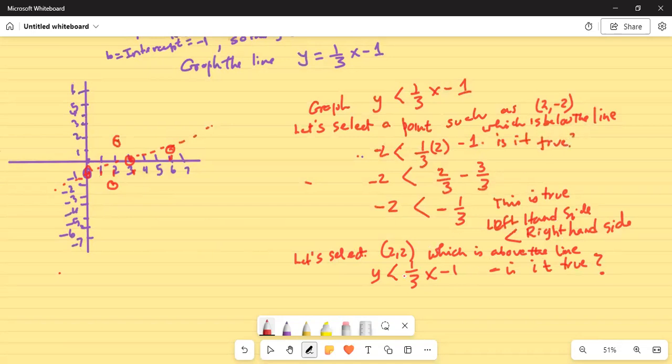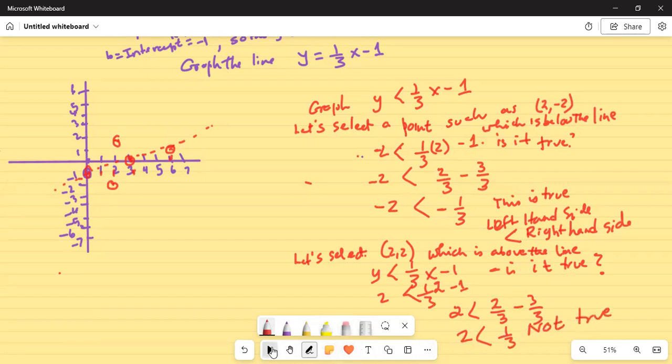Is it true? That was the question we wanted to answer. So you plug in y value of 2, 1/3, x is 2, and minus 1. So 2 less than 2/3, for 1 we will write 3/3. So 2 less than 1/3, not true.